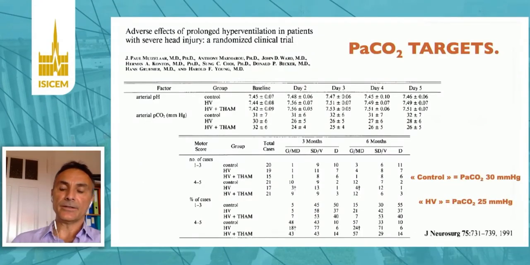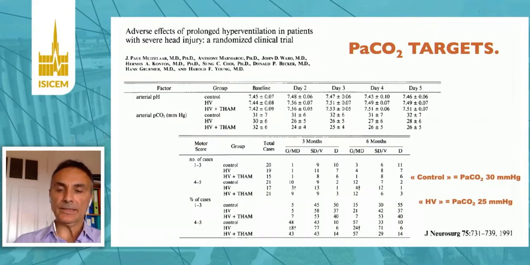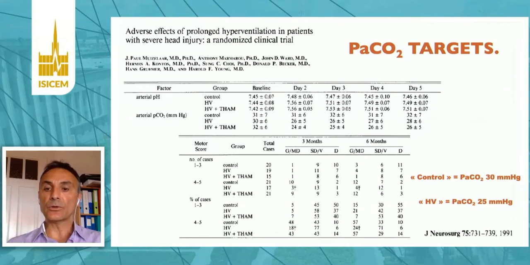And just 1 minute to say that the famous Muizelaar study, which is the only randomized intervention, found that there was actually a better outcome with the control group versus aggressive hyperventilation. Remember that the control group had a PCO2 of 30 and the aggressive hyperventilation was 25.